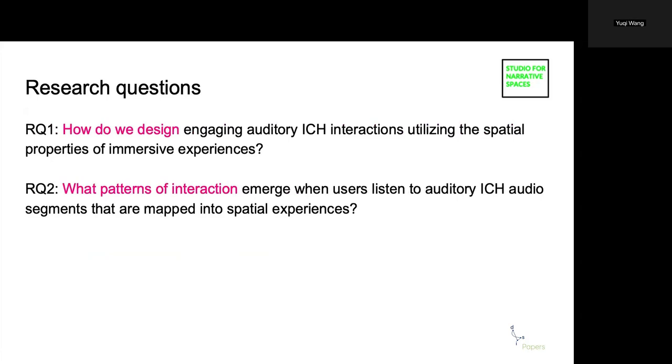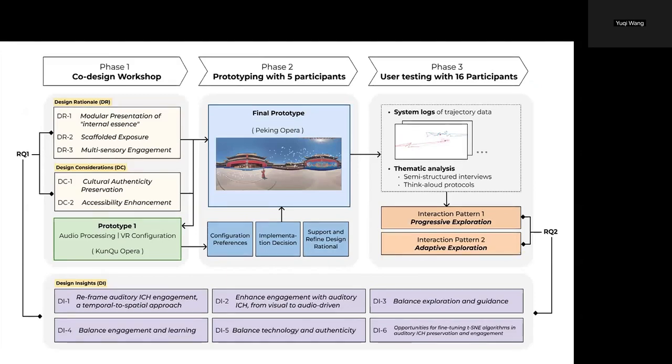First, how do we design engaging spatial auditory interactions? And second, what interaction patterns emerge when users use our system? To address these questions, we conducted our study in 3 phases. First, a co-design workshop with 7 stakeholders. Second, prototype testing with 5 users. And third, a user testing with 16 participants using our final prototype. From these 3 studies, we distilled 6 key design insights, which I will walk you through shortly.